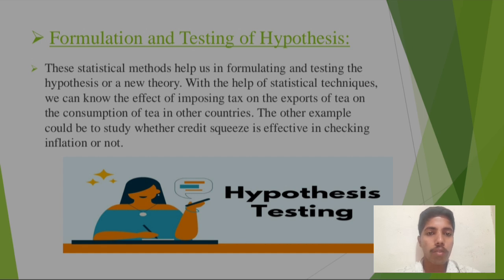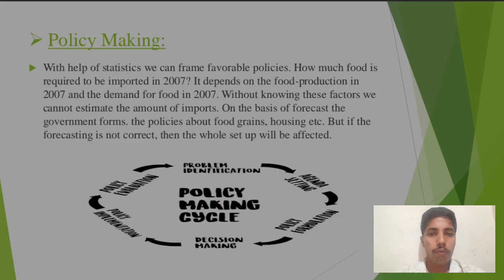Next point is formulation and testing of hypothesis. Statistical methods help in formulating and testing hypotheses or new theories. With the help of statistical techniques, we can know the effect of imposing a tax on the export of tea on the consumption of tea in other countries. Another example could be to study whether credit quotas are effective in checking inflation or not.